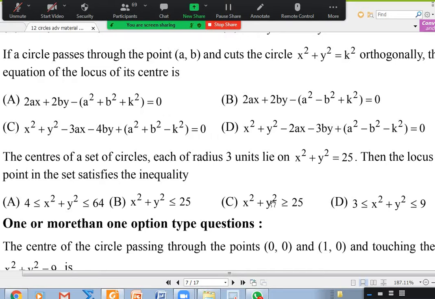Sir, the center should satisfy the equation x square plus y square equals k square. Why should it satisfy that? Sir, sorry, a circle is there. Okay, we have a point. We are looking for a circle like this. It should pass through a comma b and it should intersect this circle x square plus y square equal to k square orthogonally. What is the locus of this?